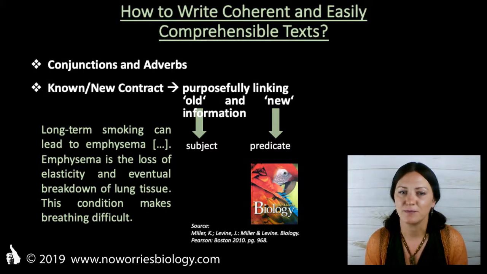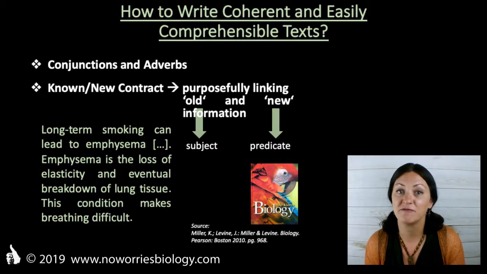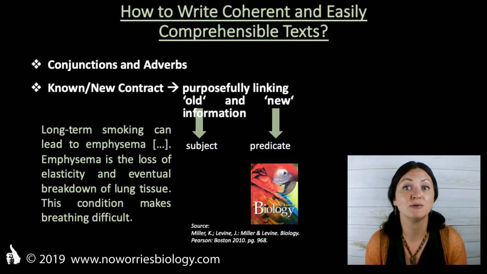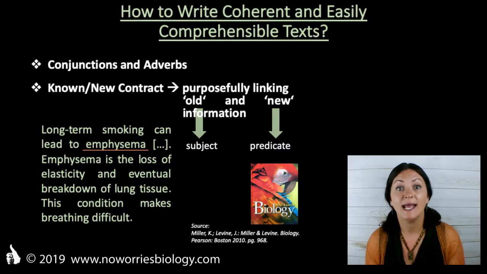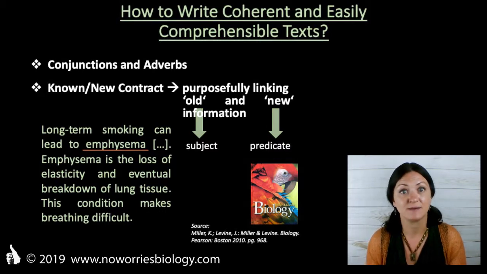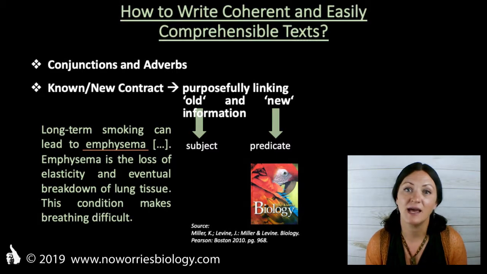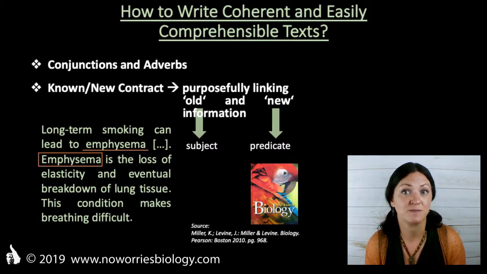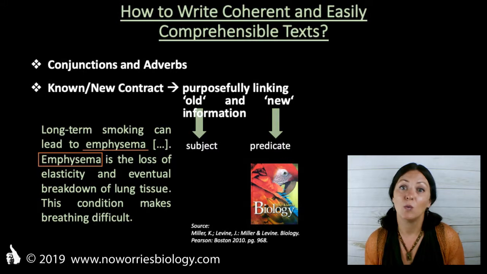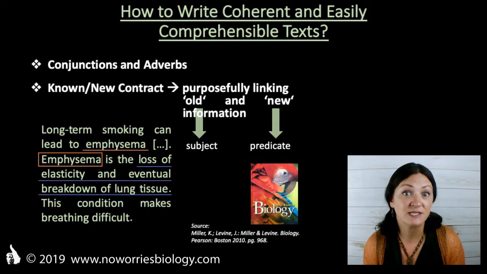So what is happening here? These sentences are taken from the chapter about the respiratory system, and the first sentence introduces us to a disease called emphysema and its cause. Now that we know about this disease, it is mentioned again as the subject of the second sentence. So it is now information we already possess, aka known information. And we are ready to learn something new. In this example, we are learning about the specific characteristics of this disease.